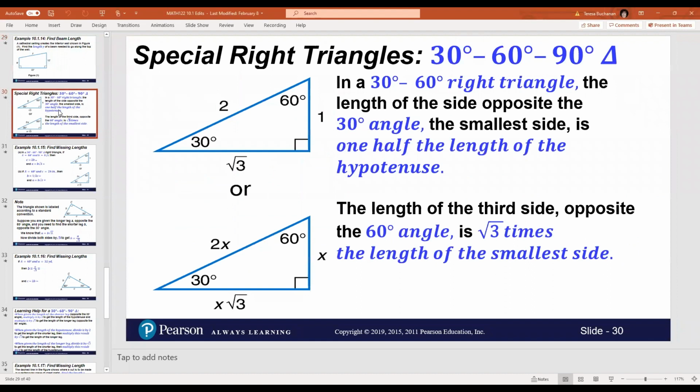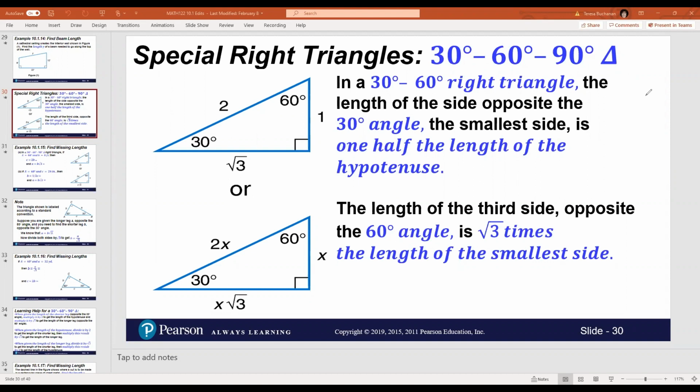Now we get the fun stuff. Special right triangles, 30, 60, 90 degree triangles. A 30, 60, 90 right triangle is of special interest to us for a variety of reasons, as you'll see as we work through some more of the trig. So we learned something about these. This shows up quite a lot.